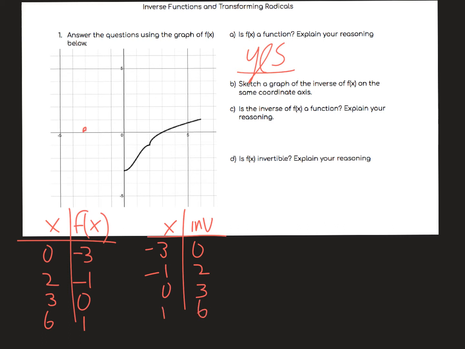(-3, 0), (-1, 2), (0, 3), and (1, 6). So something like that, and then like that maybe. I don't know if my picture is beautiful, but something like that. That does appear to be a function. So yes, same reasoning. For every input, there is only one output on my inverse. So is f invertible? Yes. Your reason has to be something along the lines of, because f and its inverse are both functions, that means that f is invertible.